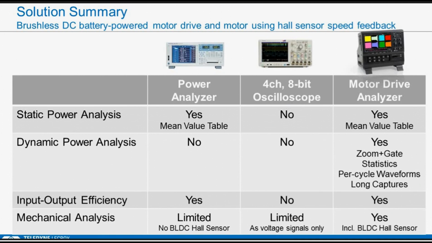A quick summary of this, it's pretty much like what we discussed before. We can do static plus dynamic. This product can't do the dynamic. The scope can't do any of those things. We do the full mechanical analysis. We can integrate the brushless DC Hall sensor, and these products typically do not.